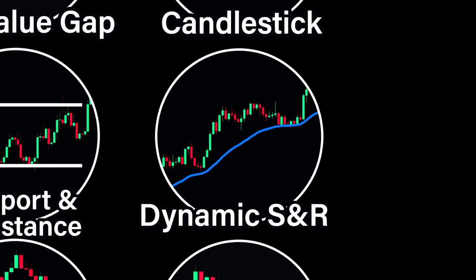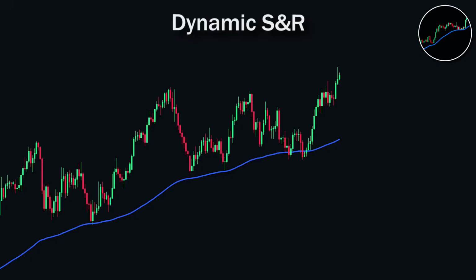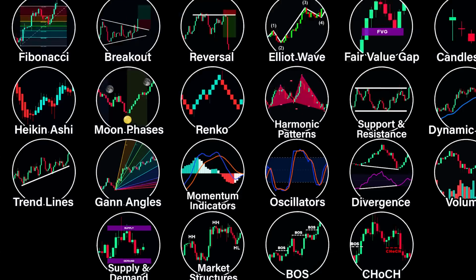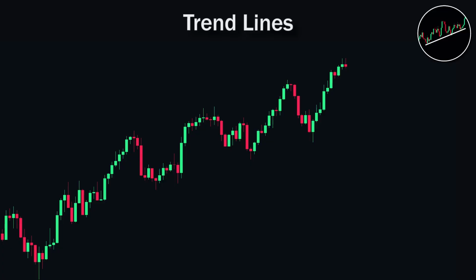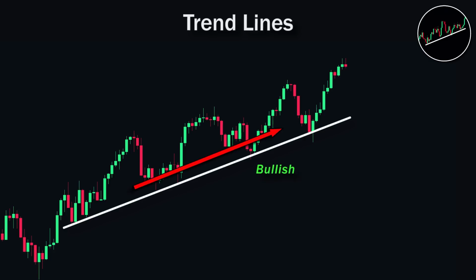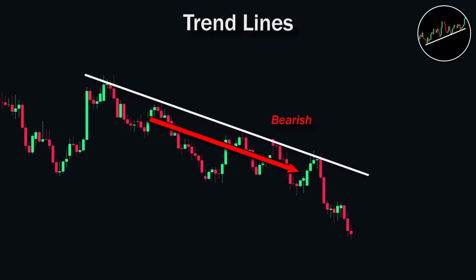Dynamic support and resistance. Similar to support and resistance, dynamic support and resistance also act as key levels, but instead of using static horizontal lines, it uses indicators like the moving average to act as our key level. Trend lines. Trend lines are key levels that form diagonally during a trending market. You can use trend lines to identify the overall direction of the price. Upwards trend line means bullish, downwards trend line means bearish.